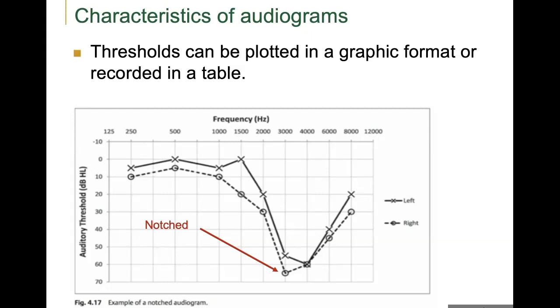But that is the beginning. That is the early sign of noise-induced hearing loss. So if you're looking at an audiogram of a kid and you see a notch somewhere between 3,000 and 6,000 hertz, you better get on the horn and start educating that child and that family, whoever is in touch with that kid, about hearing conservation and noise-induced hearing loss.